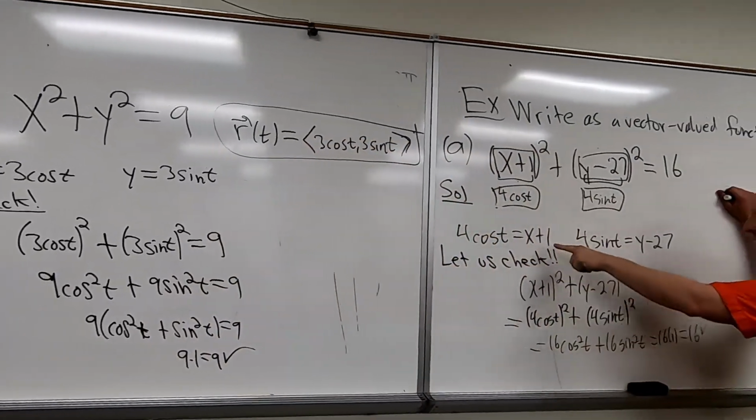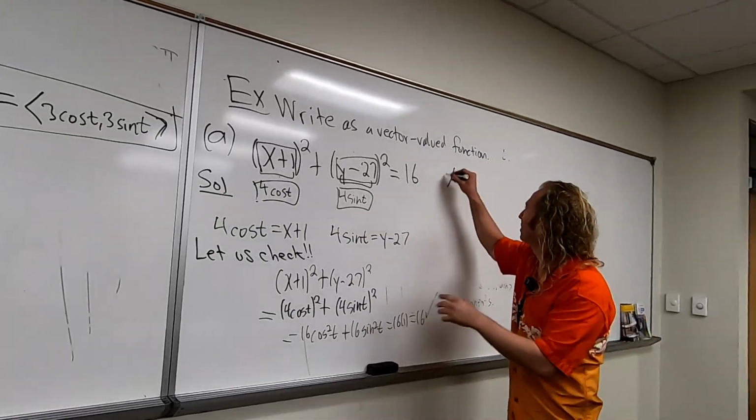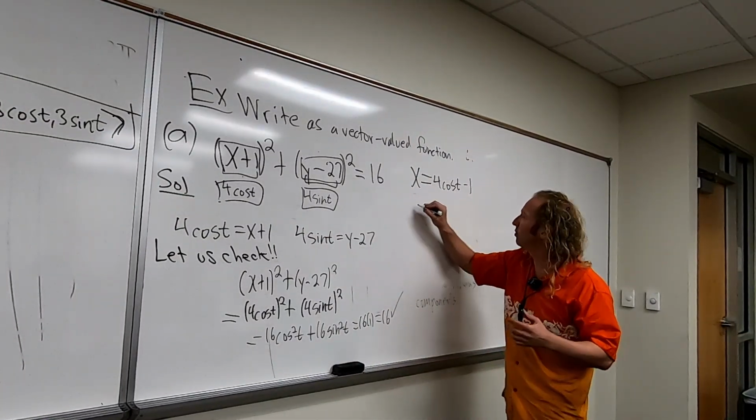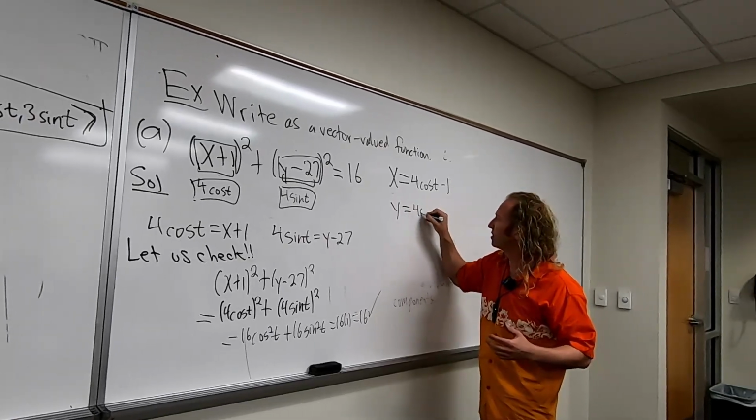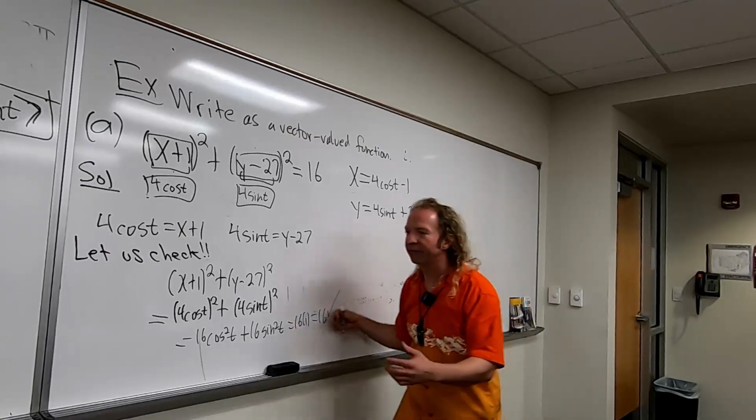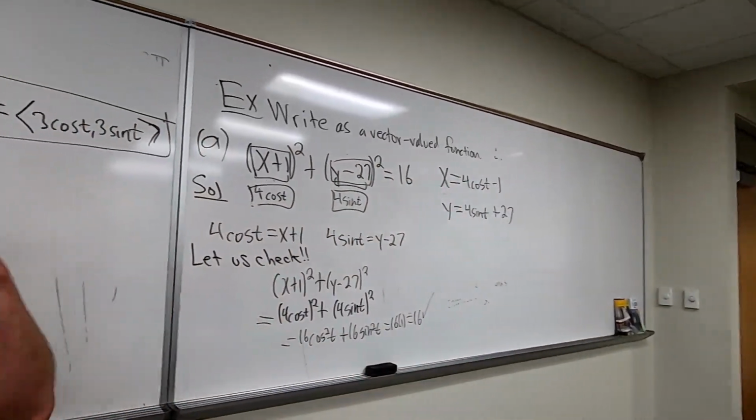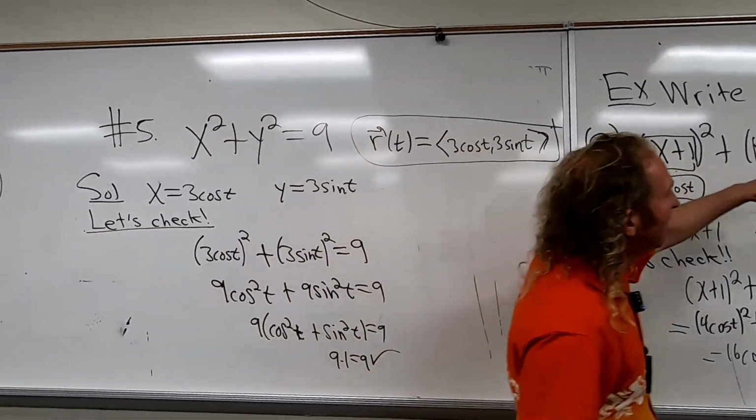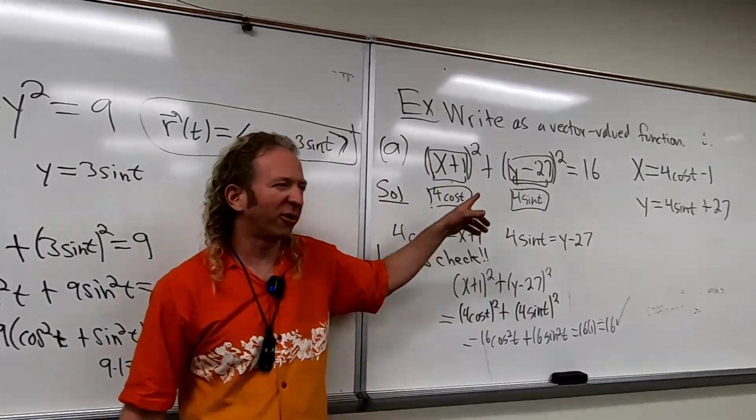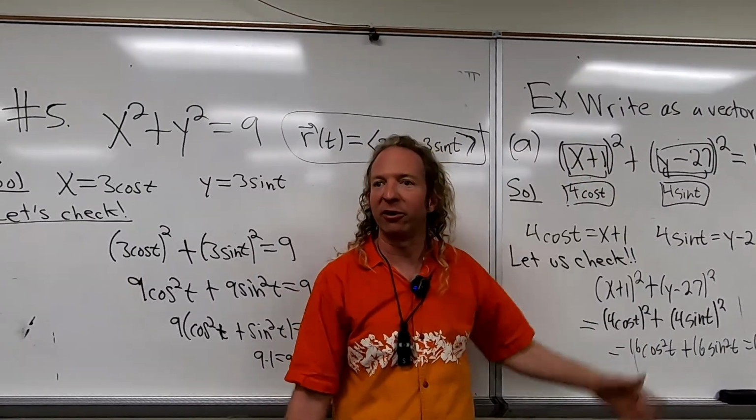So now we're done, right? We just have to solve this for x. So x is 4 cosine t minus 1. y is 4 sine t plus 27. So these are the parametric equations for the circle. Right? There's a formula for it too. I think you could come up with a formula for it.